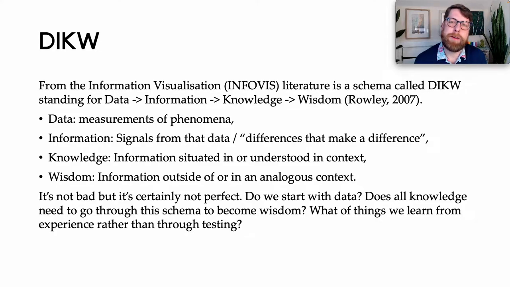Now, what is knowledge then? A lot of people will ask that question, and the provisional answer here is that knowledge is information situated or understood in context. So, for example, if I go 0001, 0001, that might not make a lot of sense until you realize that that's a drum pattern for a certain kick drum or a snare or something, and we understand that that creates swing or creates rhythm in the song.